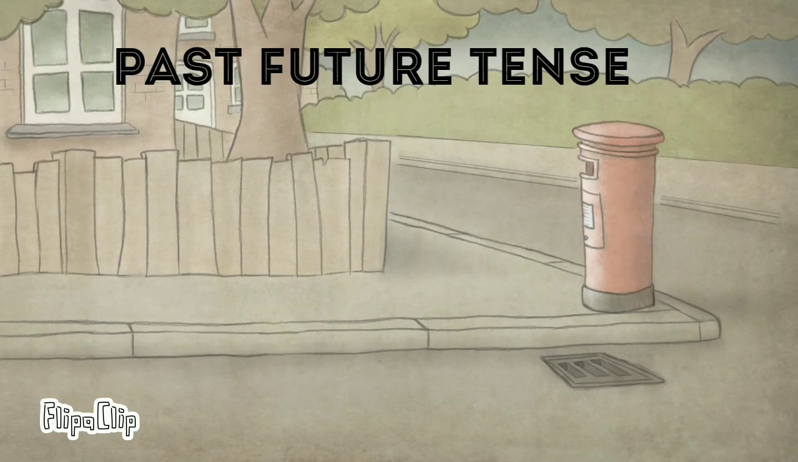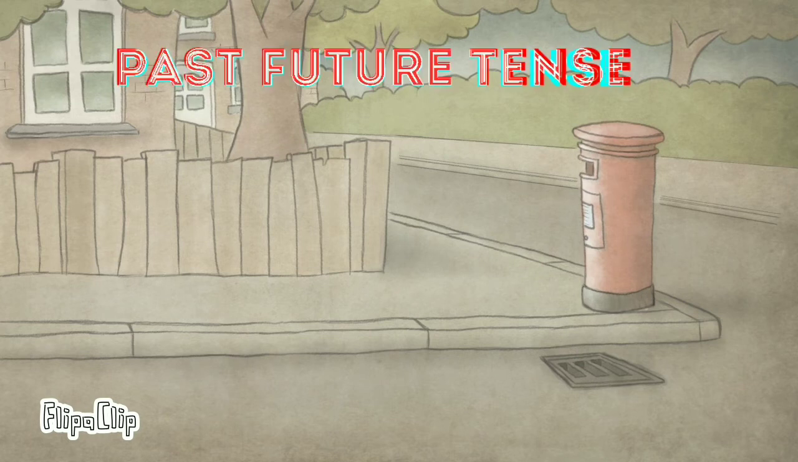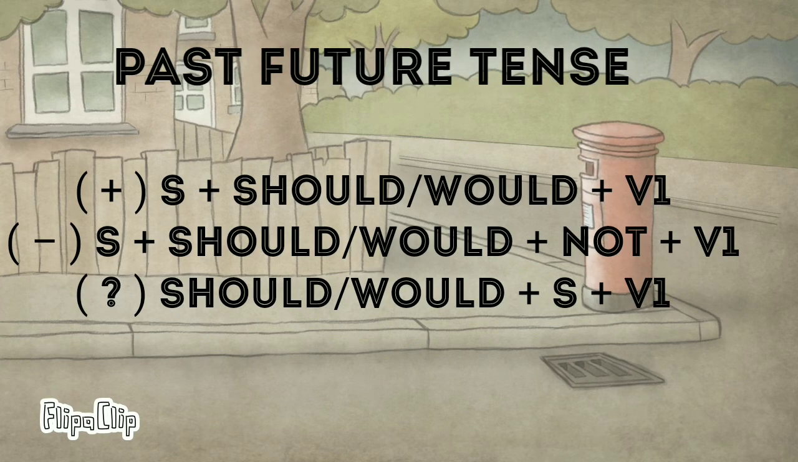Past future tense. The structures of past future tense, if statement, subject plus should or would plus be plus base verb. If negative, subject plus should or would plus not plus be plus base verb. If question, should or would plus subject plus be plus base verb.